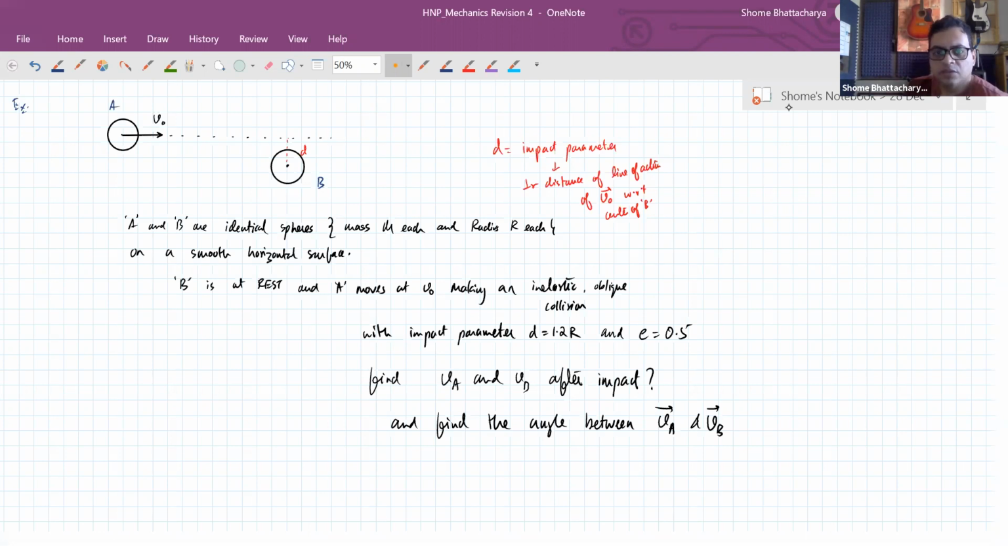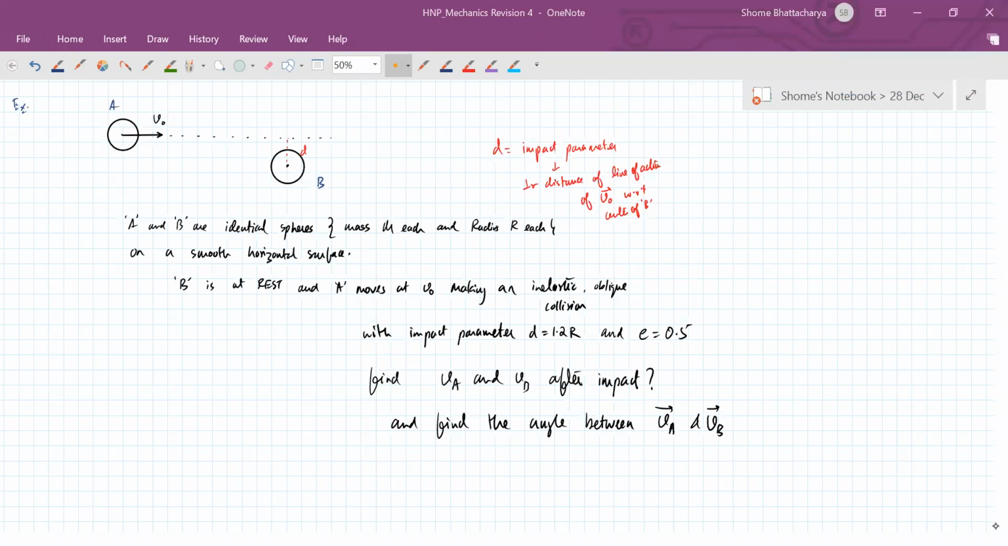Yeah, so Nishit, what angle have you got for the line of impact? 37 degrees. Yeah, 37 degrees. Very good. That's correct.